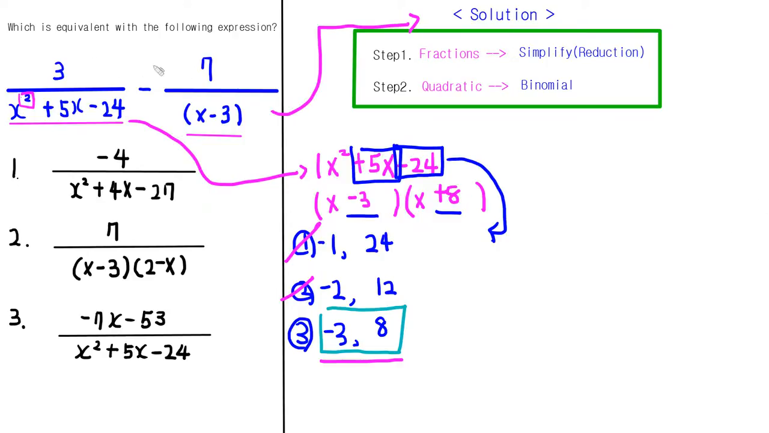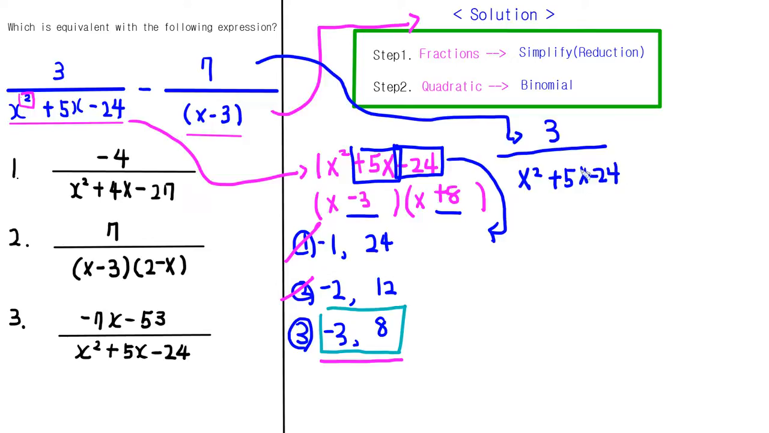If I write these expressions down again right over here, we can write it this way: 3 over x squared plus 5x minus 24. But instead of x squared plus 5x minus 24, we know its value when we expand it into binomials, which gives us x minus 3 times x plus 8. So x minus 3 times x plus 8. And then minus, in the numerator 7, so 7 over, in the denominator, x minus 3.